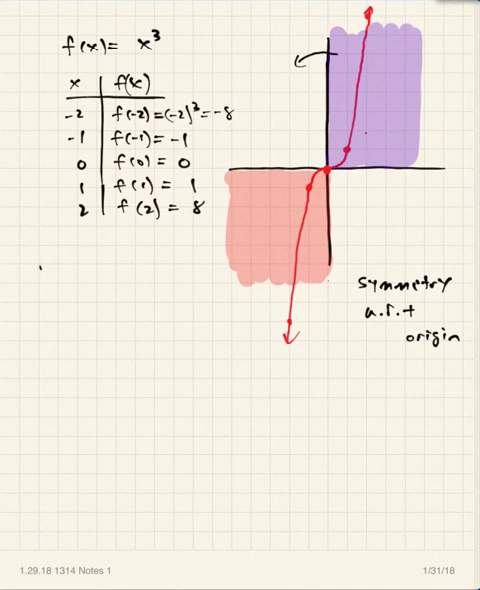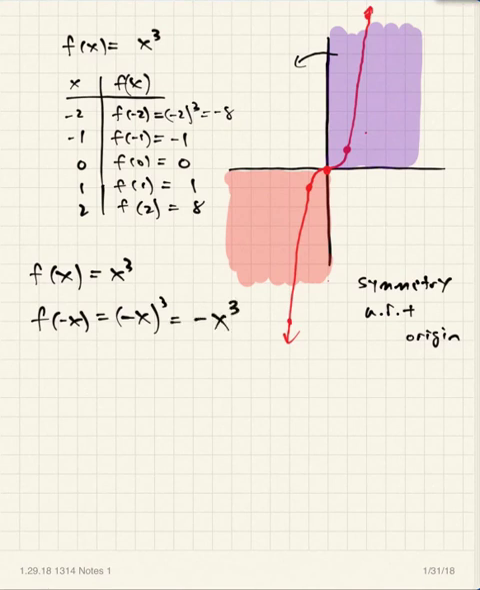And notice what happens if you look at f of x, which is x cubed, and f of negative x, well, that would be the negative x cubed. And when you cube a negative number, you end up with a negative. And so this is negative x cubed, the negative of x cubed. And notice these are opposites of each other. And so when you get functions that are opposites, you have an odd function and you have symmetry with respect to the origin.